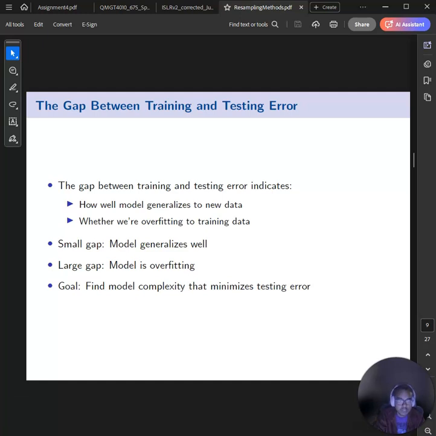This usually involves striking a balance. We want a model complex enough to capture real patterns in the data, but simple enough that it doesn't start fitting the noise. So in the next section, we will discuss this balance in terms of the bias variance trade-off, which is a fundamental concept in statistical learning. But before we move on, remember, the gap between training and testing error is your first indicator of whether your model will generalize well to new data.